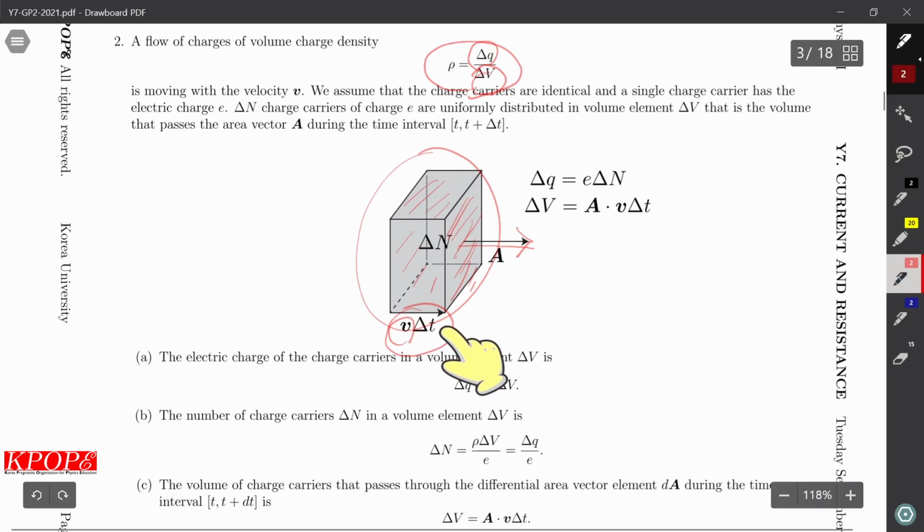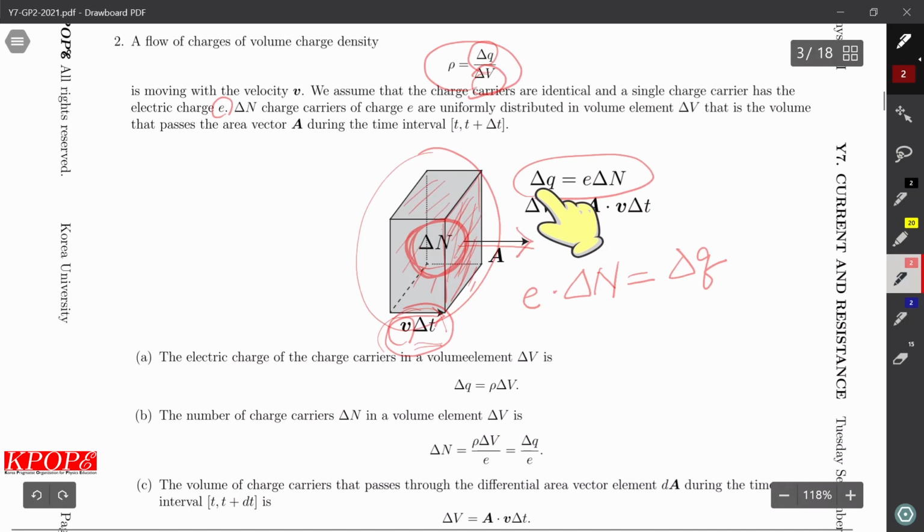Then during the time delta t, one face of this volume goes ahead with the displacement v delta t. And we find the total number of charged particles inside this volume, swept by the surface during the time delta t, can be computed as delta N, the number of particles. If the electric charge of a single particle is e, then the amount of charge delta Q contained inside this volume will be delta N times the single charge. So delta Q is e times delta N.